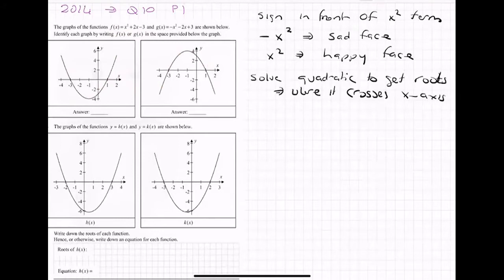Okay, so straight away on this one, I can see that, you see the way that's a minus x squared? That's a sad face. And this is a plus x squared, so it's a happy face. So straight away, I can say that this is the sad face. It's a frown. And this is a happy face, because it has a smile for a function. Okay, so that's straight away.